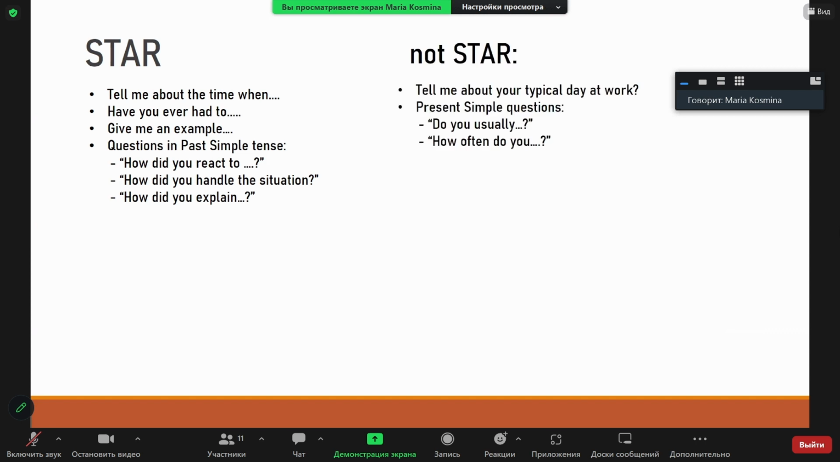And if it's about something that happens on a regular basis, like tell me about your typical day at work, or questions in present simple, especially those that contain words like usually or every time when, then you don't have to use the STAR model.